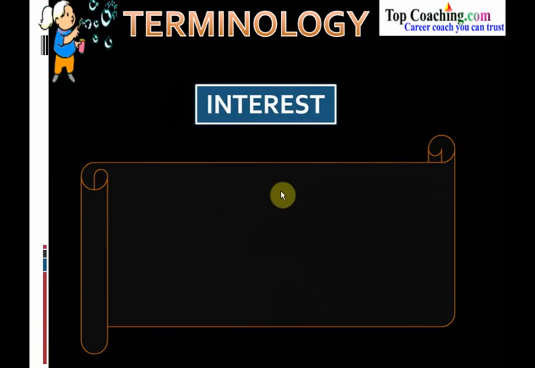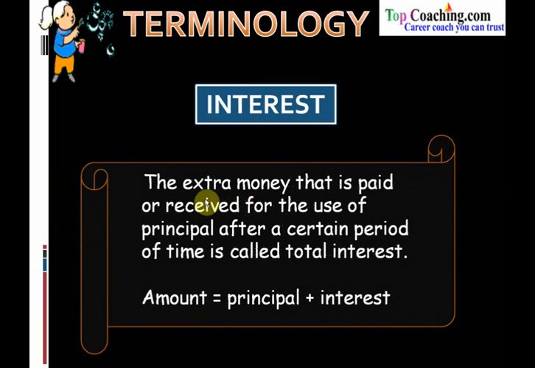The next is interest. Now what is interest? The extra money that is paid or received for the use of principal after a certain period of time is called as the total interest. This we have already seen. So interest is the extra money that is paid for the use of principal after a certain period. Now the total amount is equal to principal plus interest.